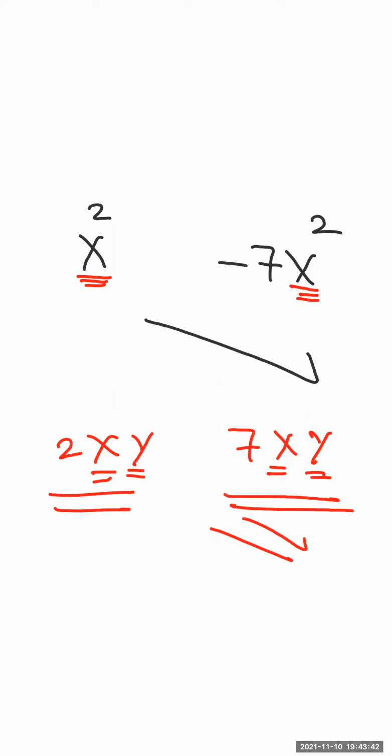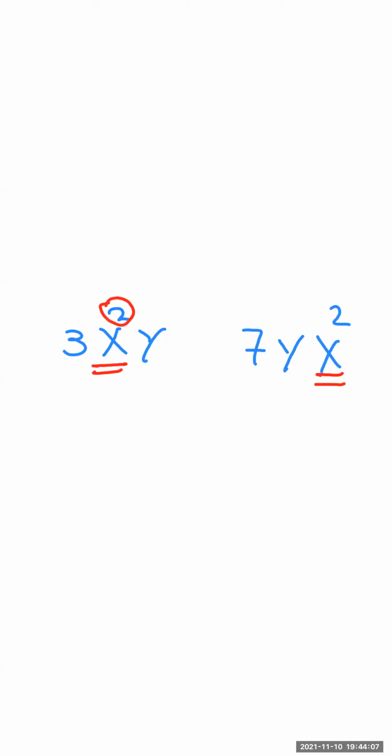Like terms. Why? Because x to the power 1, x to the power 1, y to the power 1, y to the power 1. Okay? One more example for like terms like this. 3x squared y and 7y x squared. Also, these two terms are like, because here x and x power 2, y power 1, so they are like terms.